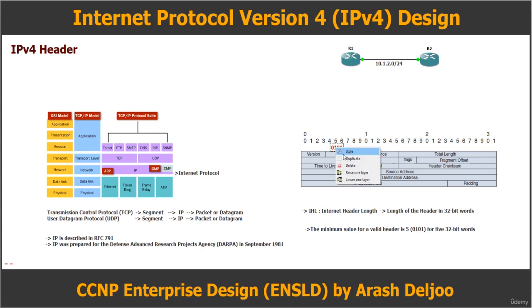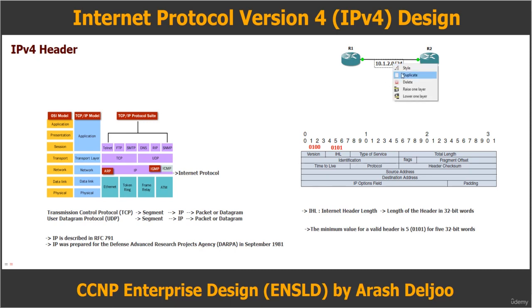Here, let me write: this is the version, 0100, and then in IHL we now expect to see 0101, which means 5. But 5 multiplied by 4 bytes equals 20 bytes, and this is the length of the header. Don't forget, this is only the length of the header, not the data.